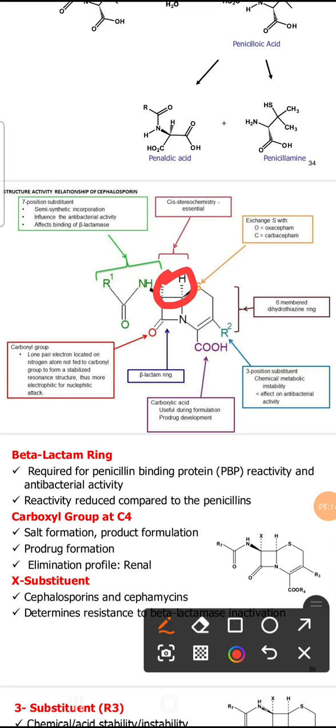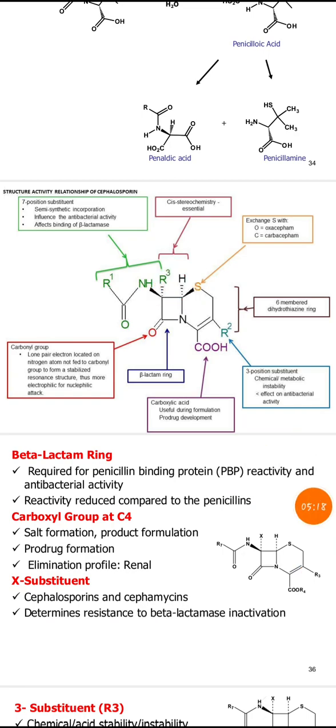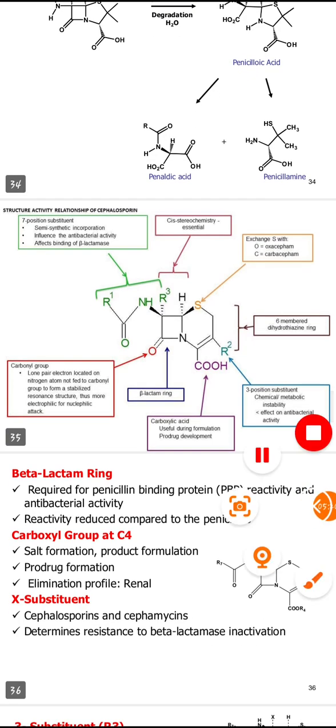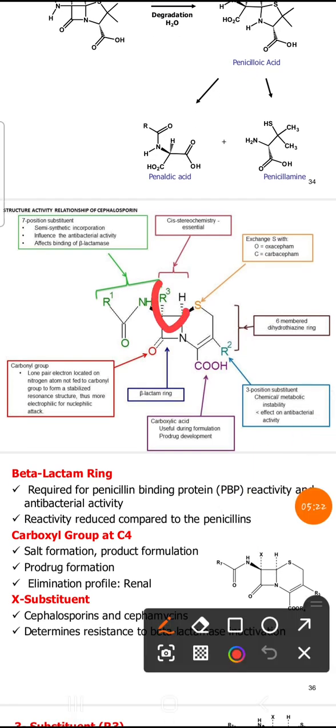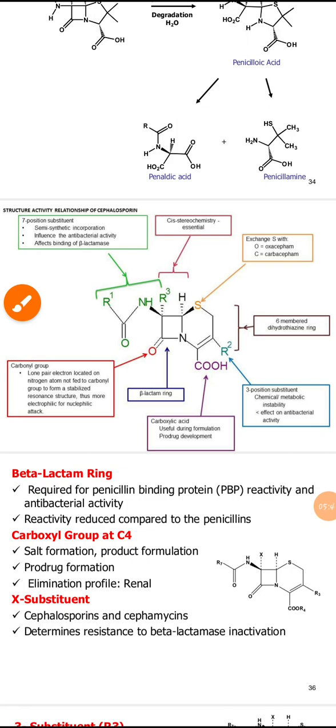At the 7th position, the presence of R is essential. It will determine the beta-lactamase stability. The 7th position, or R3 position, is very important for beta-lactamase activity. Therefore, compounds that contain a halogen or an alkoxy group at the R3 position are beta-lactamase stable.